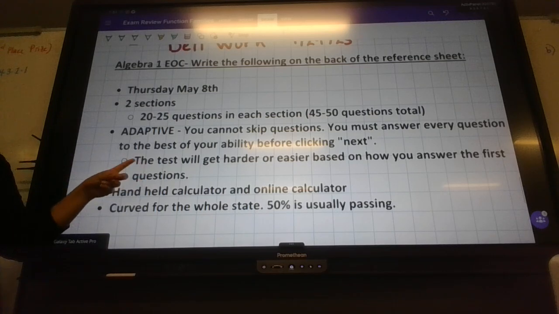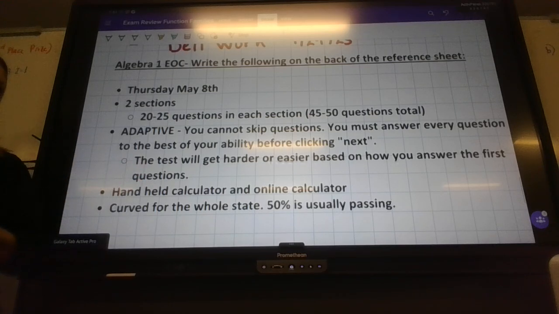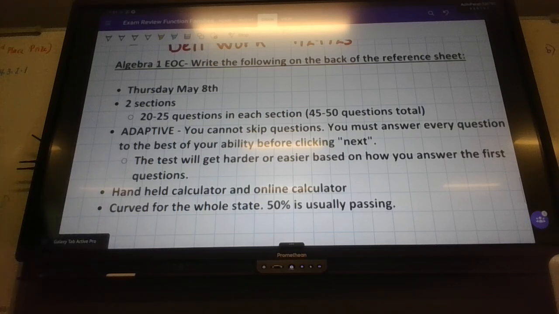The test will get harder or easier based on how you answer the first questions. So if you start to see things that look really unfamiliar and in words that you don't recognize, that could be a good sign. Like, maybe you're in a really difficult level, so don't stress. Just keep going through it.